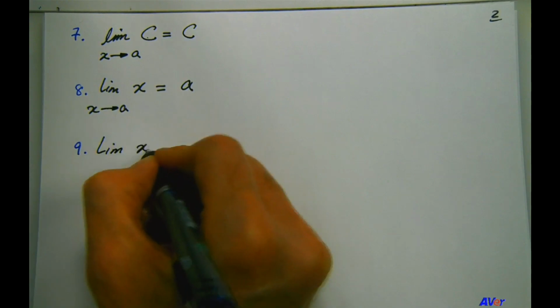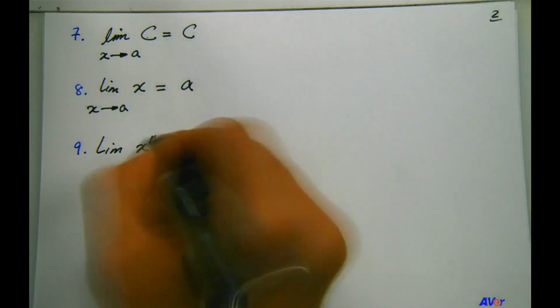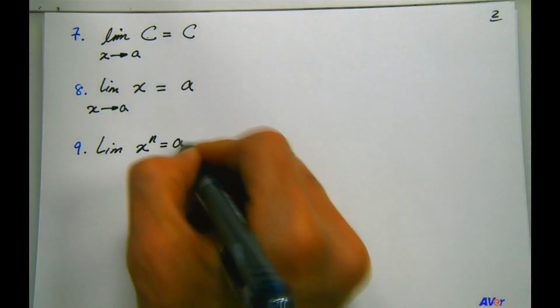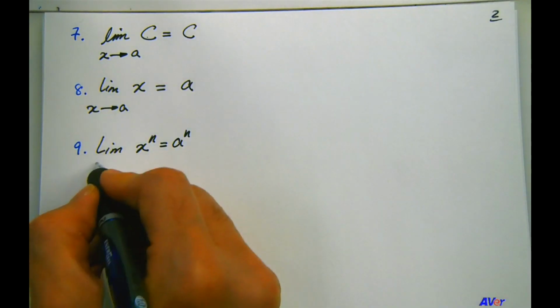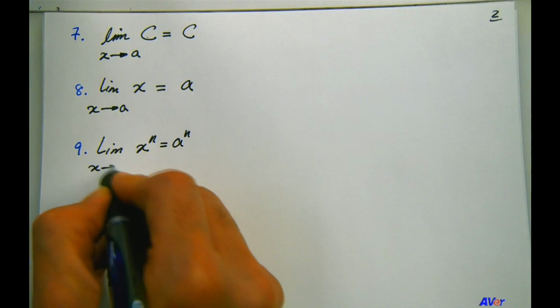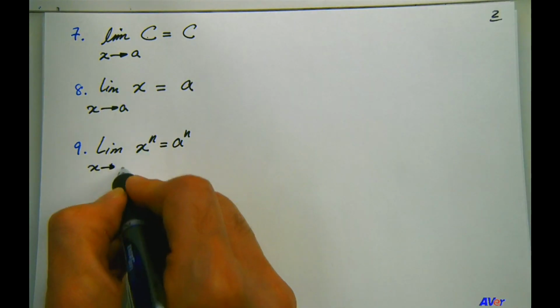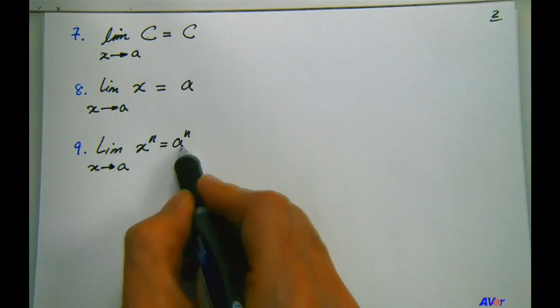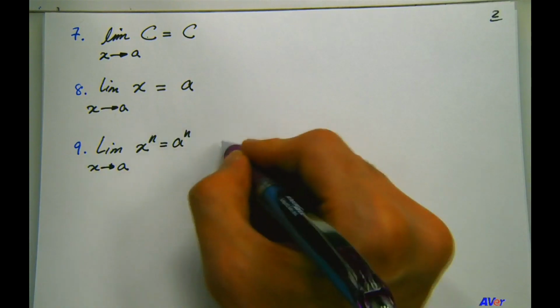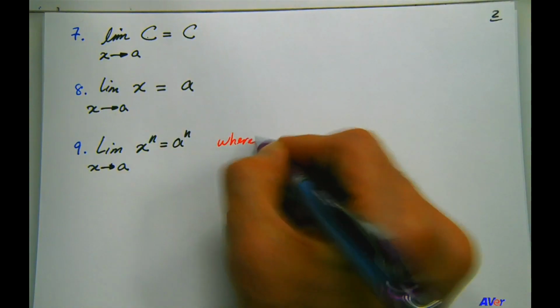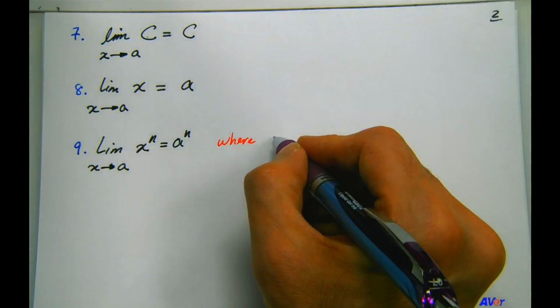And the limit of a power function, of course, when x approaches a, would be equal to a to the n. Once again, we want to describe n, which is any positive integer.